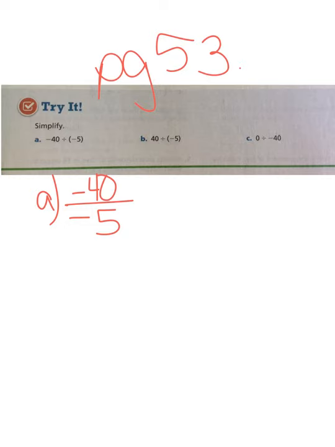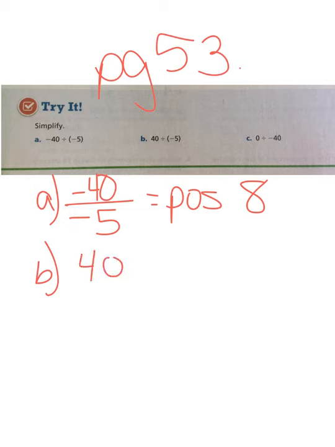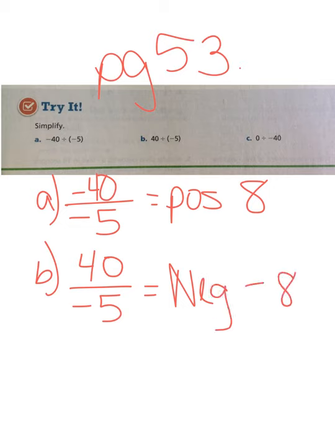So we have a negative divided by a negative. So my answer is going to be, they are the same sign, it is going to be a positive answer. And 40 divided by 5 is going to be a positive 8. Let's look at B, where it says a positive divided by a negative. These are different signs. One is positive, one is negative. Different, so I'm going to have a negative answer. So this would be an example of a negative 8.